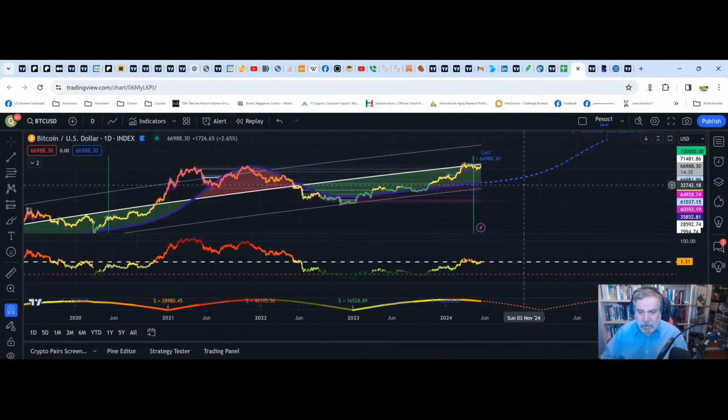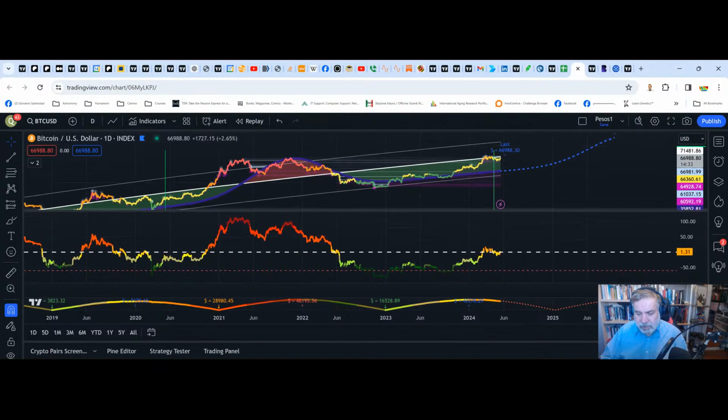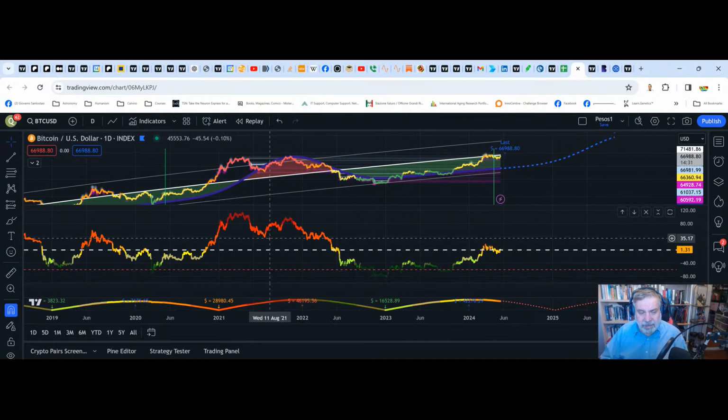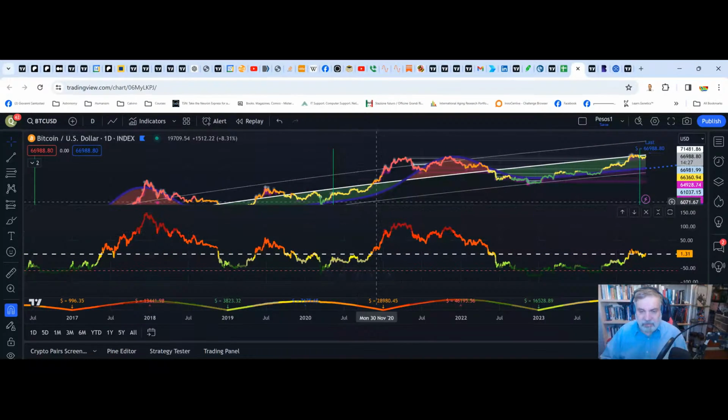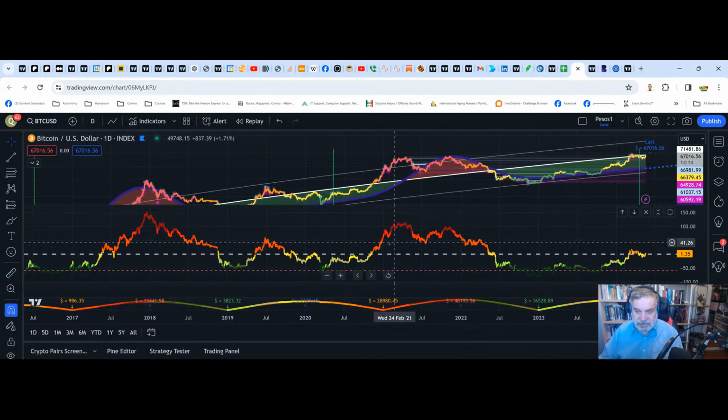Okay. So we have other tools below. For example, this one is an oscillator that calculates the difference between the power law and the price. So the white line is the power law. Basically, it's the general trend that is subtracted. So when you subtract the general trend, you're left with the oscillation.